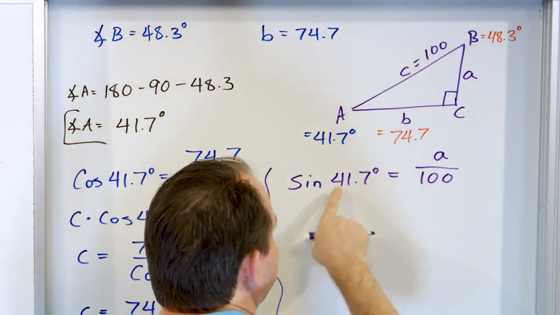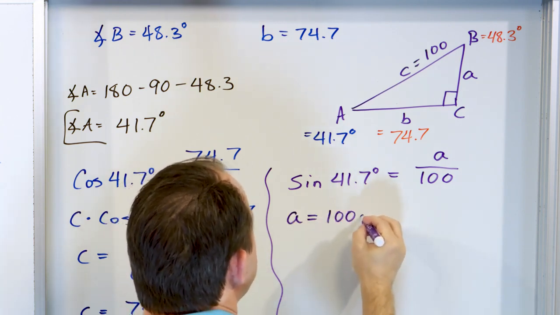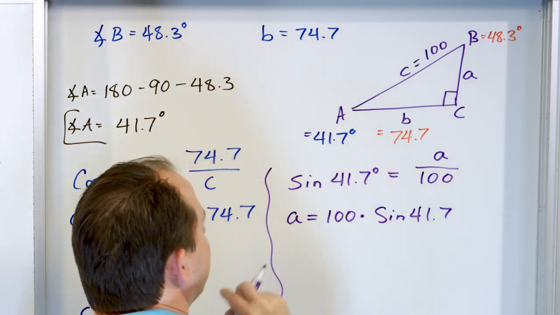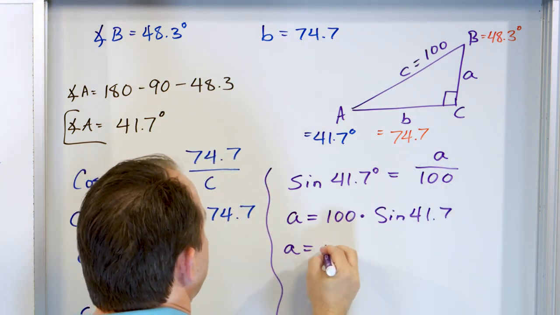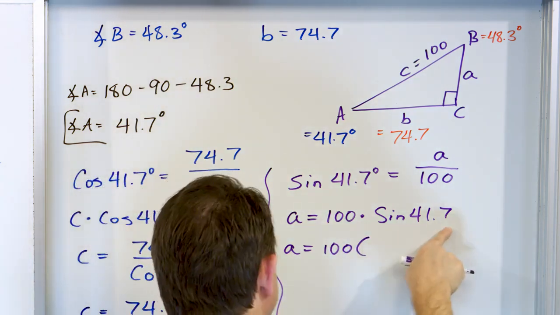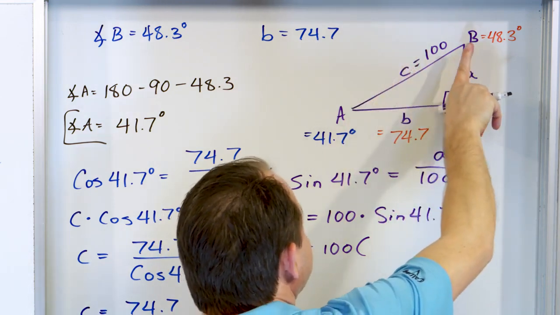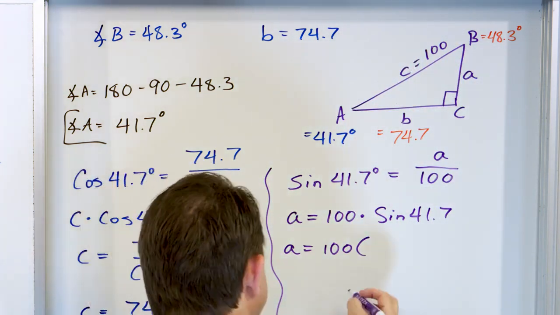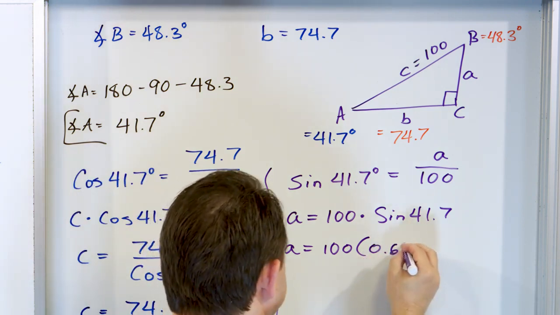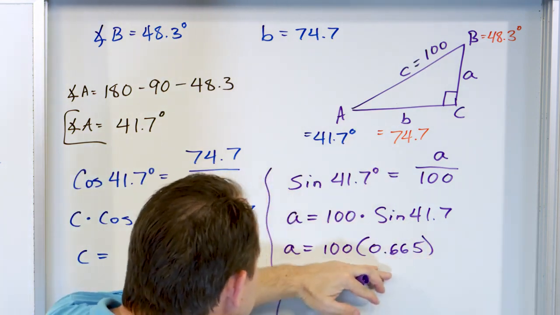Well, what I can do is multiply, first of all, by 100, and basically turn it around and say that A is 100 multiplied by the sine of 41.7. Just multiply both sides of the equation by 100. So you have 100 multiplied by the sine of 41.7. That's the vertical side, kind of the projection of this hypotenuse onto the vertical side there. And you're going to get 0.665.